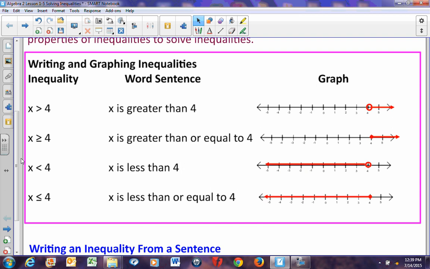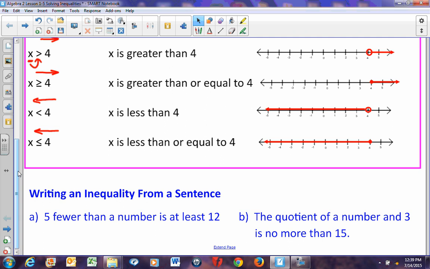Remember, if you write your inequalities with the variable first and then the symbol, the symbol always points in the direction you should graph. As long as your variable comes first, the direction in which you draw your graph should be the same direction your inequality symbol is pointing. And then you just have to remember, if it's an open circle, it's greater than or less than. If it's a closed circle, that means it's greater than or equal to or less than or equal to. Those are the two most important things.